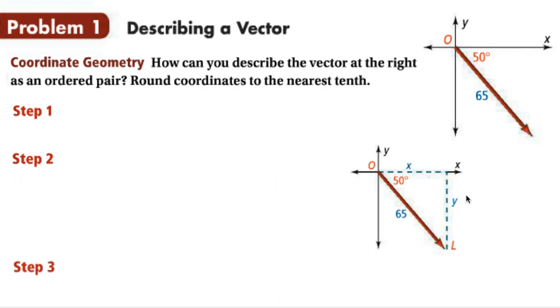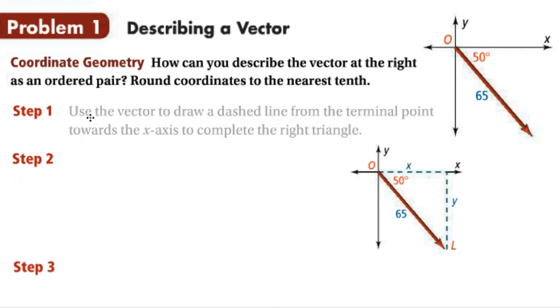Describing a vector. How can we describe the vector right here in red? How can we describe that as an ordered pair to the nearest tenth? Well, we know its length is 65 units long, and we know its direction, but we want to be able to write that as an XY ordered pair. So the first thing we need to do is draw the vector in here, and then we need to draw the two dashed lines that show us how to get to that vector.